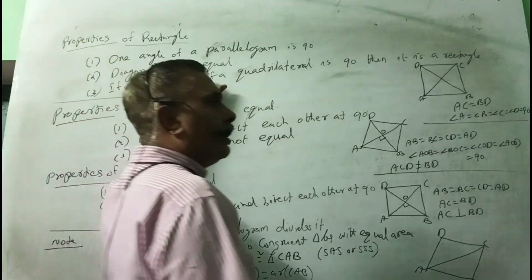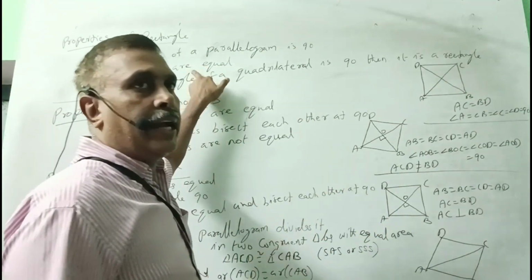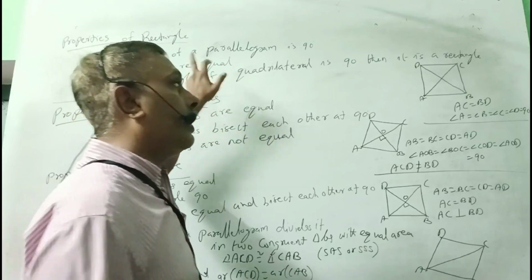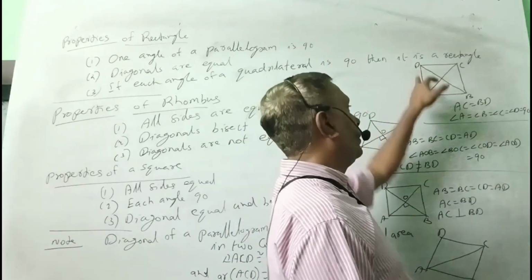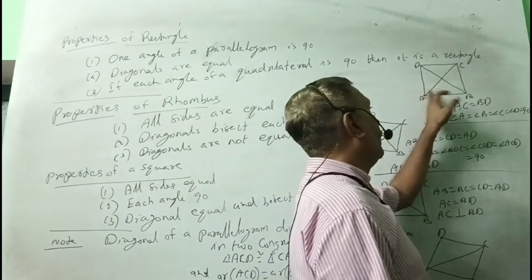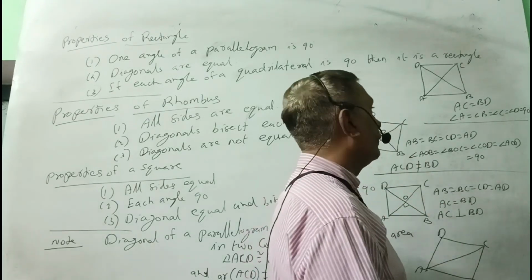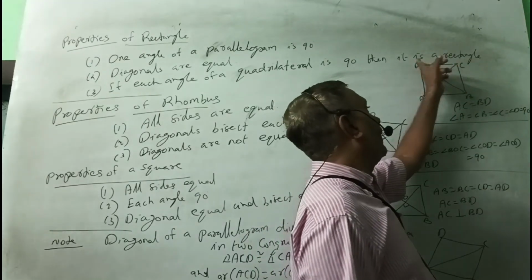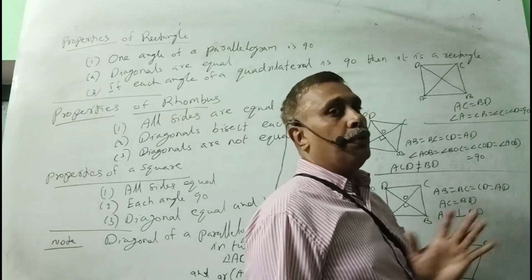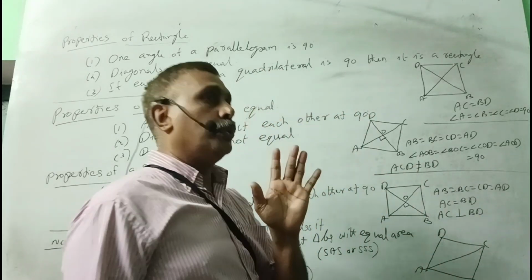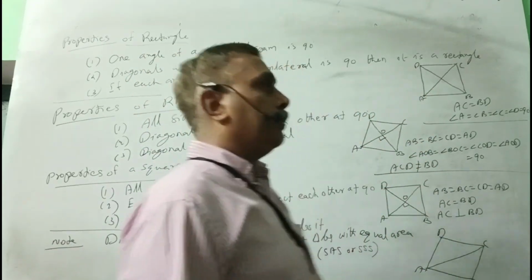Diagonals of a rectangle are equal. In a parallelogram, diagonals are not equal, but in a rectangle, diagonals are equal. You see, ABCD is a rectangle. Each angle of ABCD is 90 degrees, and the length of AC and the length of BD will also be equal. In a parallelogram, it is not possible, but in a rectangle, it is possible.